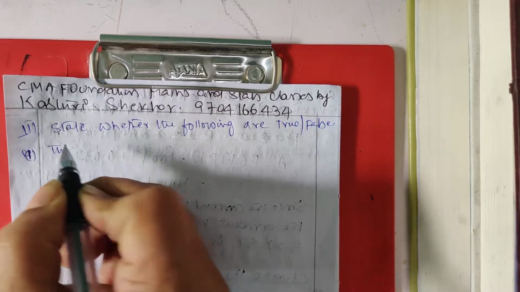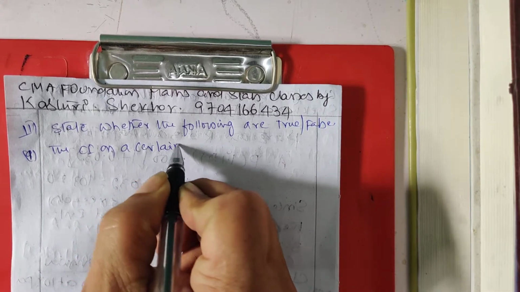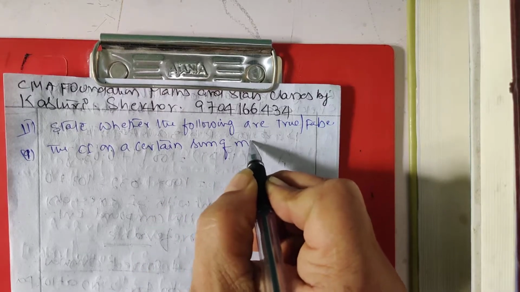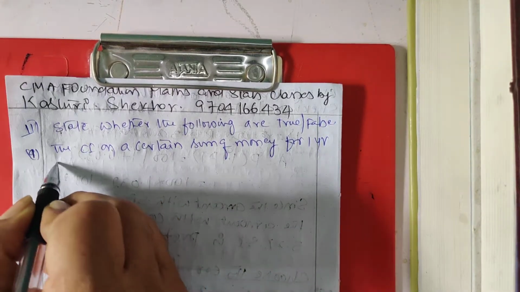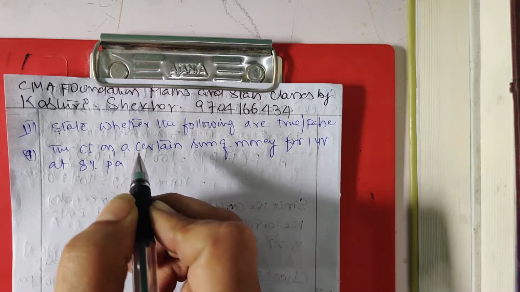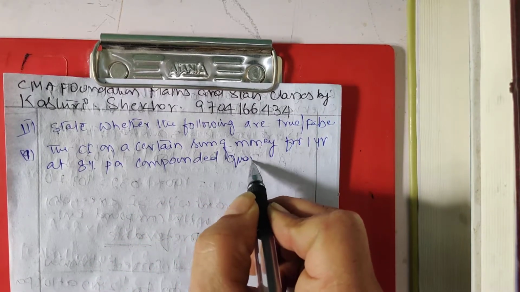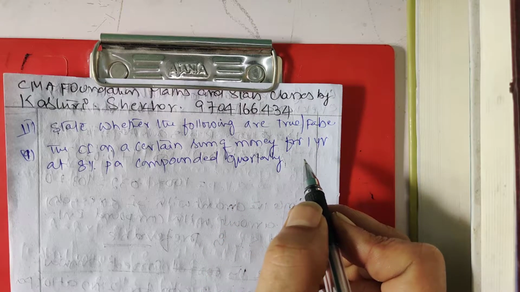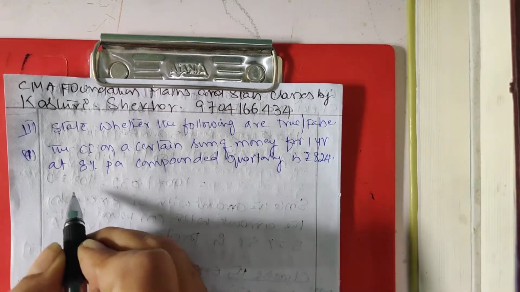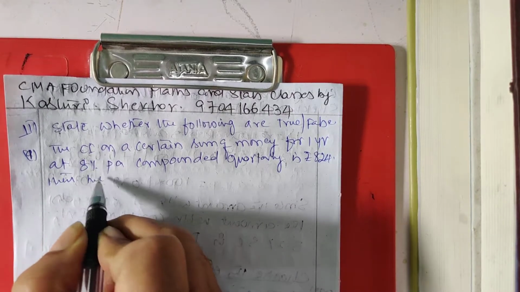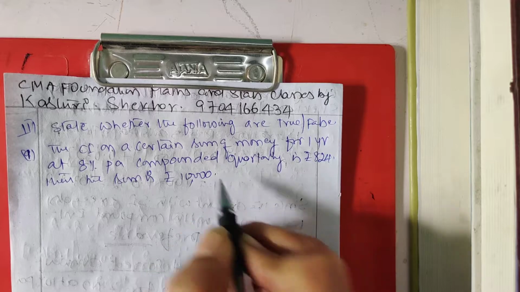The compound interest on a certain sum of money for 1 year at 8% per annum, compounded quarterly, is rupees 824. Then the sum is rupees 10,000.